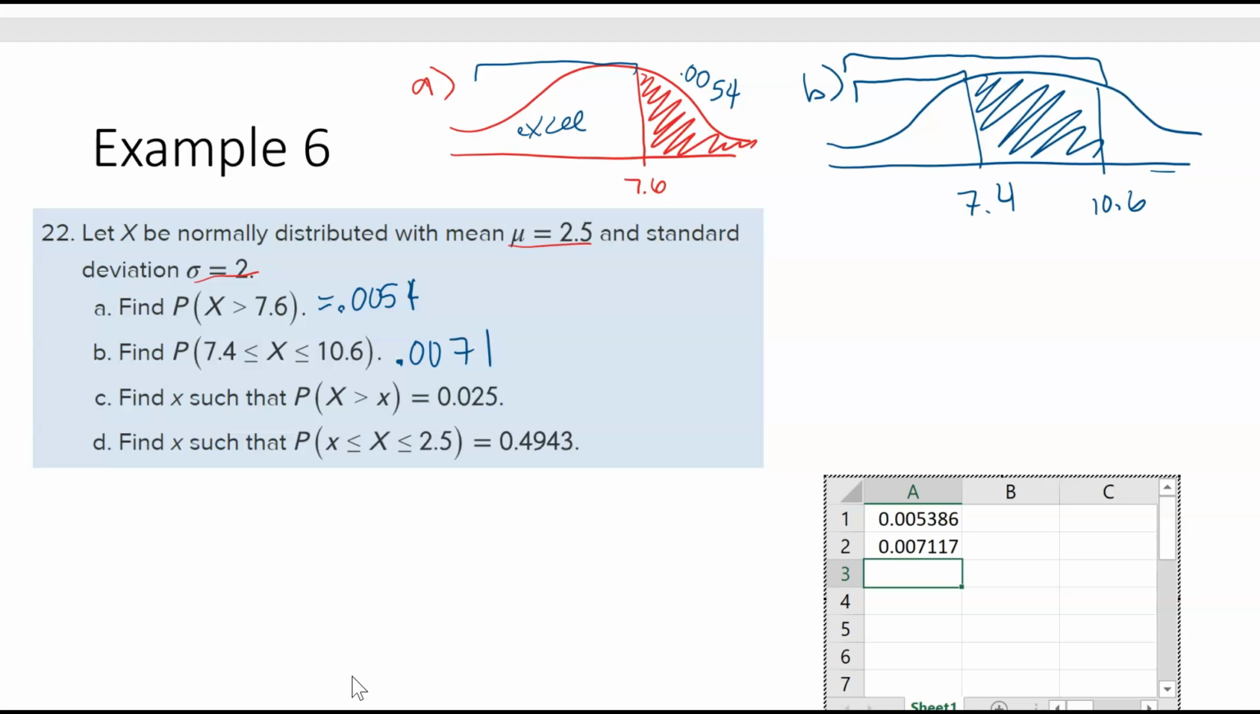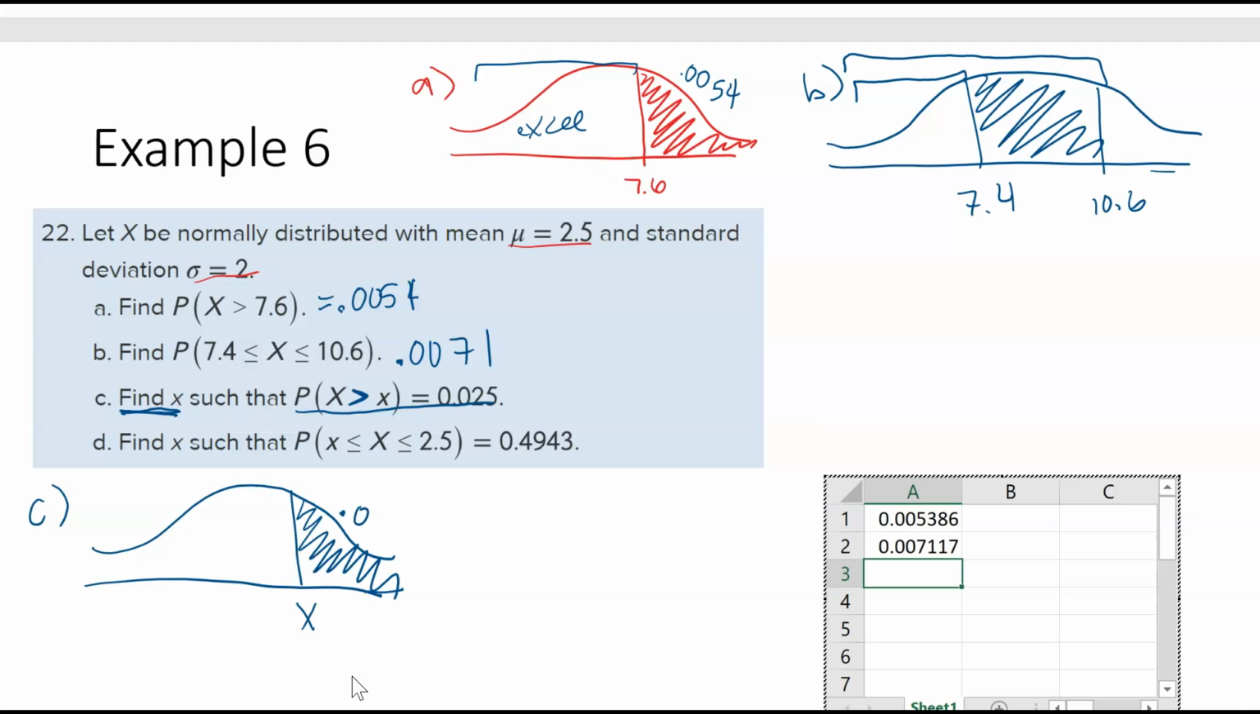So now it's asking us to find X. So this is different now. They're giving us the probability. So for C, and they give us the arrow. See how that's a greater than? So that's the direction that you're going to shade. So we don't know X, and we know that X is greater than, so it's this way. And we know that this is 0.025. Now remember that Excel always gives us the left side. So this area is actually 1 minus 0.025. So we're going to type in norm.inv because we have the probability, 1 minus 0.025, our mean is 2.5, and our standard deviation is 2. And so this means that this X score here would be about 6.42.